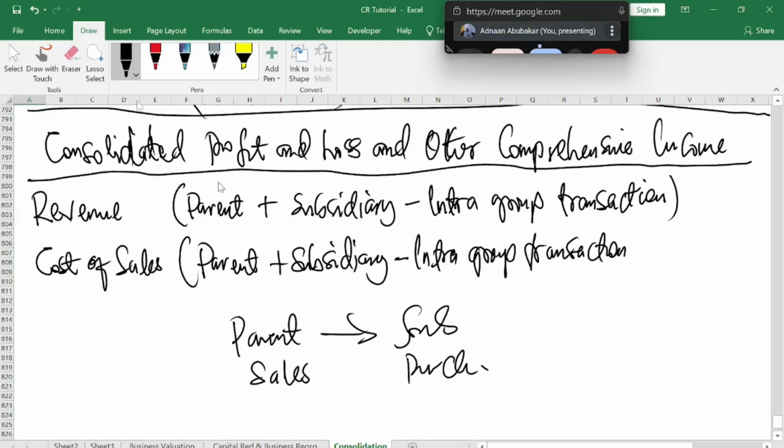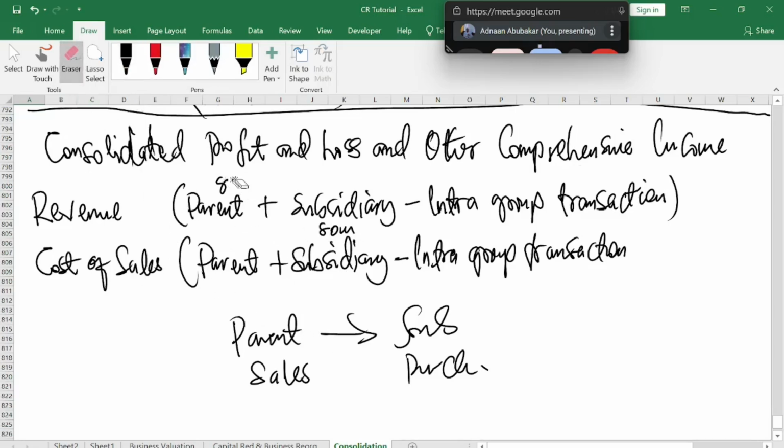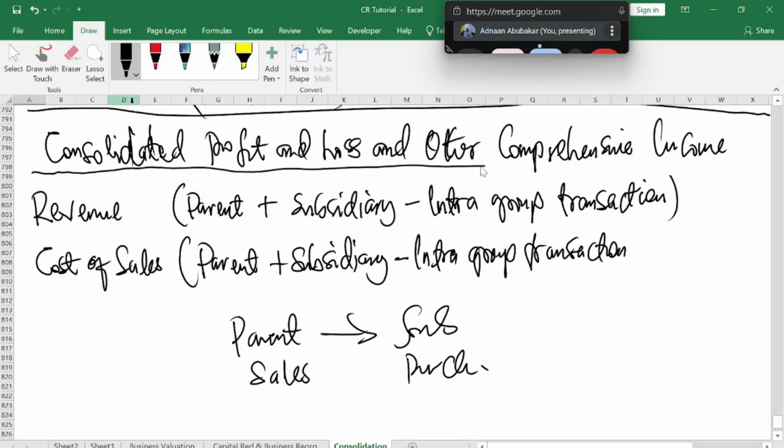Assuming the parent sold it, he will be making revenue here, 80 million. Now, subsidiary bought it, so you will see it here, subsidiary 80 million in the cost of sales. So you will see that it reflects on both sides. So you have to remove it. Any question with that? No, sir.